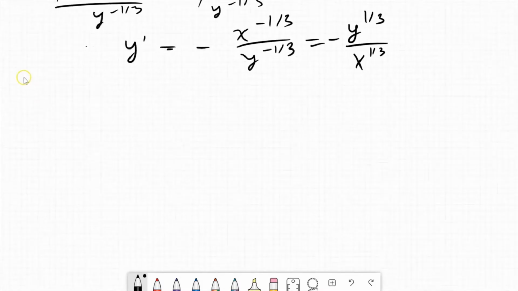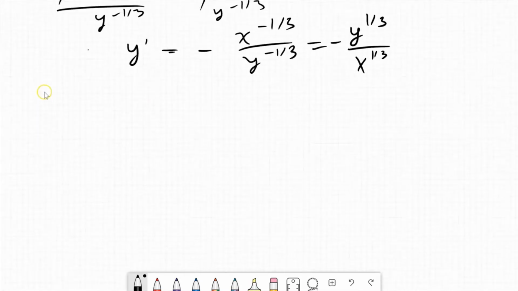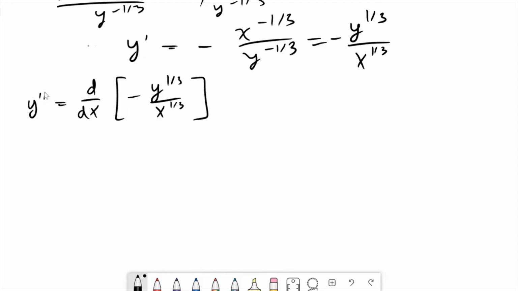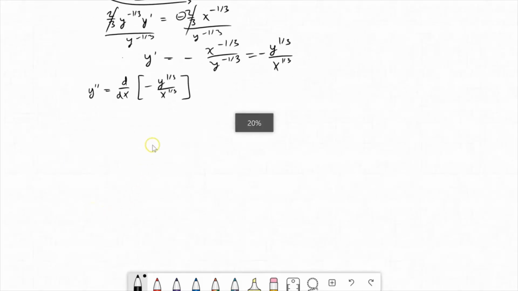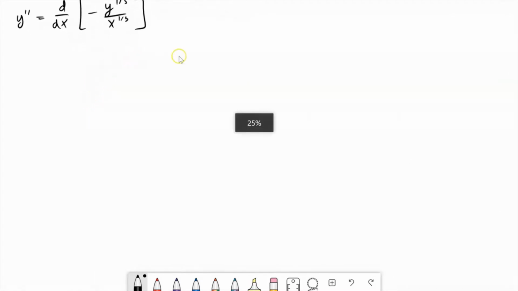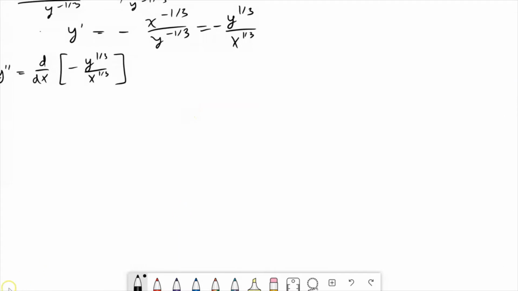I'm going to scroll down all the way so you can see what we just found. Let's scroll a little bit up. There we go. And we want to find y double prime, which means we have to take the derivative of what we just found. I'm going to zoom out because this is actually going to be a little bit of a longer type of problem. Right about here, let's zoom in a little bit. There we go. Alright, so let's continue from here.